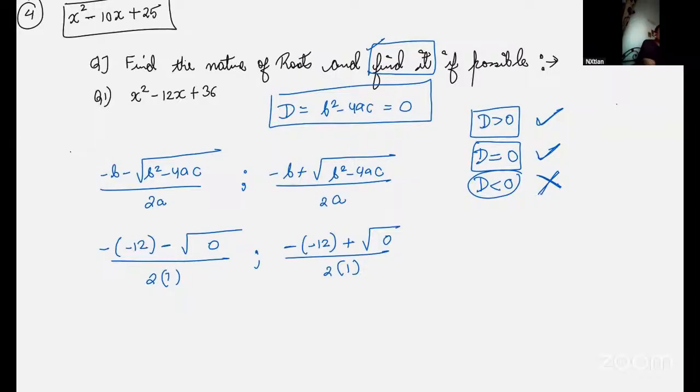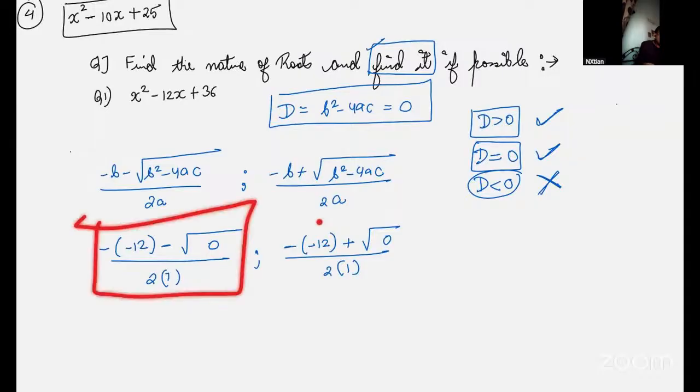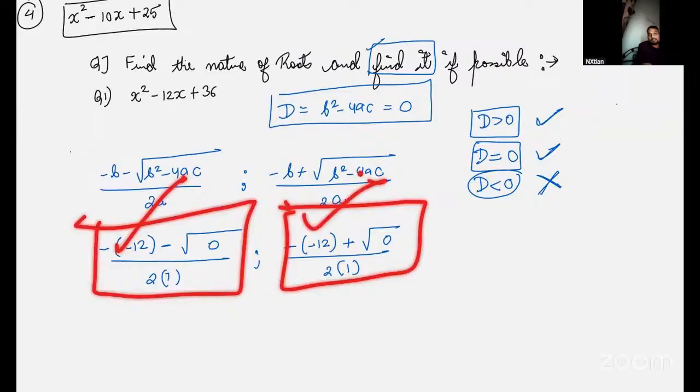It is needed again because we have to find the value of x. We used to do it with middle term splitting. Then we will get the value of x, two values of x. In this way also we need two values of x. So this is the first value of x, and this is the second value. Got it?